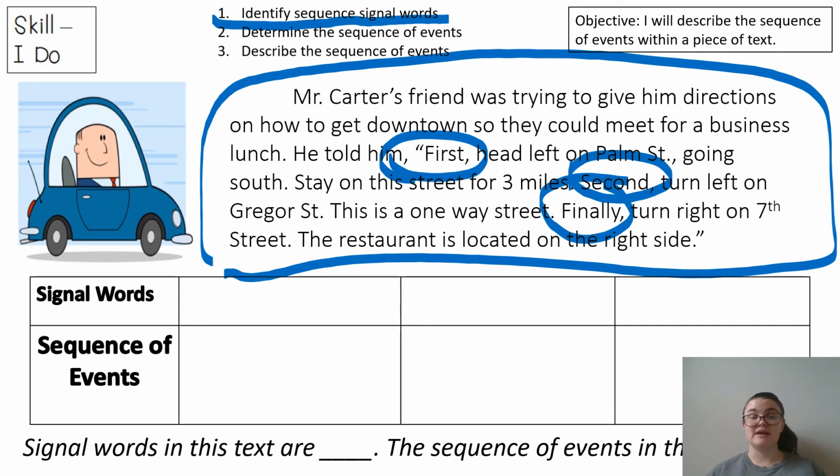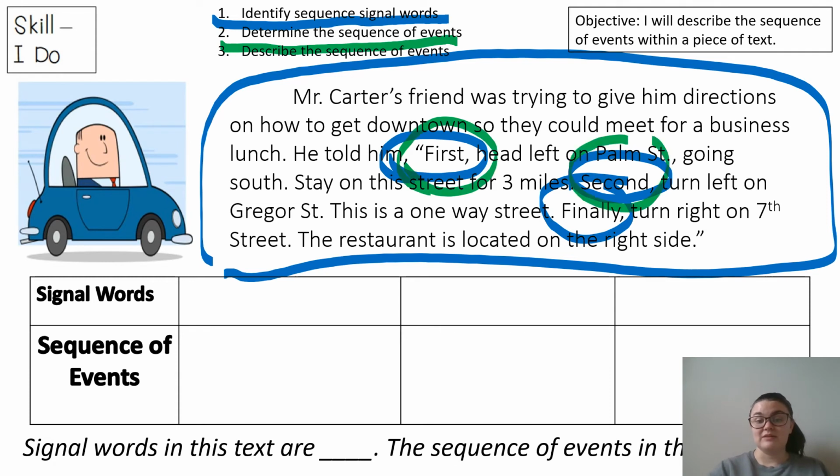Number 2 says determine the sequence of events. So our sequence of events are the order in which the events happen. This man tells his friend, hey, let's meet for lunch. That's the first thing he does. The next thing he does is give his friend directions in order. And finally, his friend would come and have a lunch with him. So you have to be able to find those sequence words and those transition words in your passage, and then you have to be able to explain what happened and in the right order.